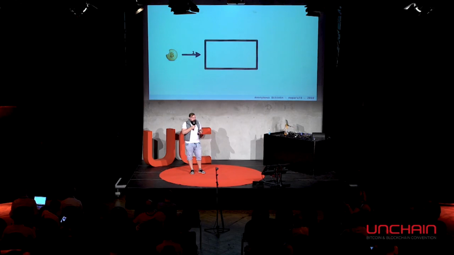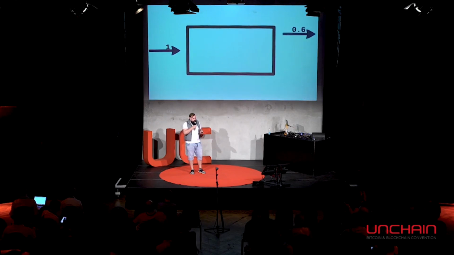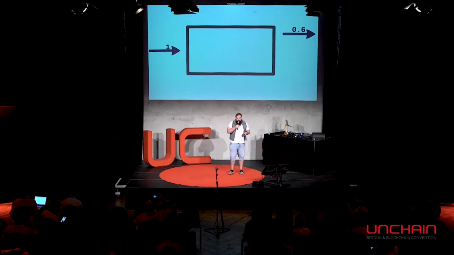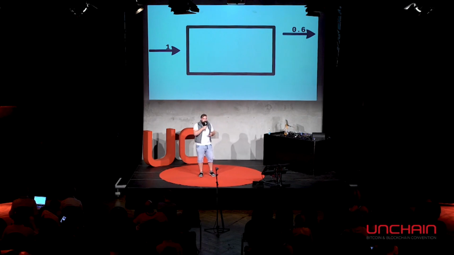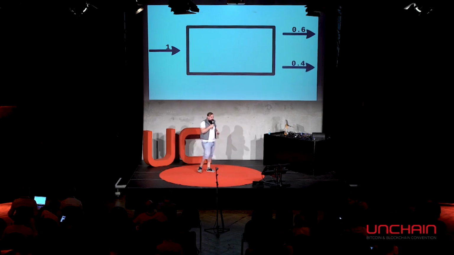And then you want to send 0.6 Bitcoin to me. Awesome. So one Bitcoin in, 0.6 to me. Wait, what happens with the 0.4 Bitcoin? That's the miner fee. But you have to have another output in the transaction. And that's the change that goes back to you.